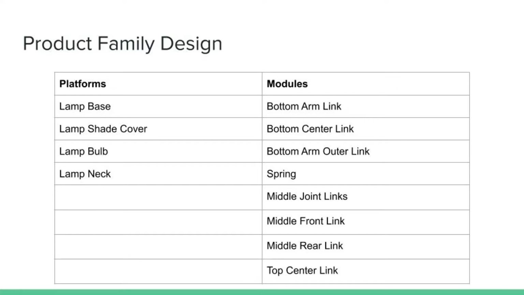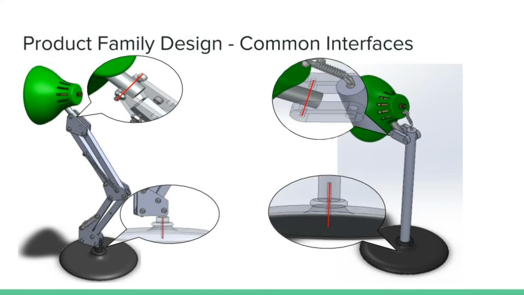adjustability. Continuing with product family design, we split up the different components of the lamp into two categories: platforms, which would be the same across customer groups, and modules, which would be different across customer groups. Under modules, we included everything that comprises the arm itself, whereas under platforms, we included the lamp base, shade cover, bulb, and neck. The common interfaces of the two different designs can be shown here. These are mainly the connection between the arm and the base of the lamp, and the connection between the head of the lamp and the arm. This is how the two arms can be essentially exchanged out with one another in manufacturing as needed.